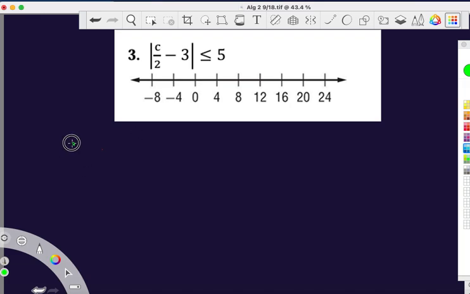All right, C over 2 minus 3 is less than or equal to 5, right? So I'm going to do this, C over 2 minus 3. Now what do I write? Is greater than or equal to 5. What's the opposite of 5? I mean -5.